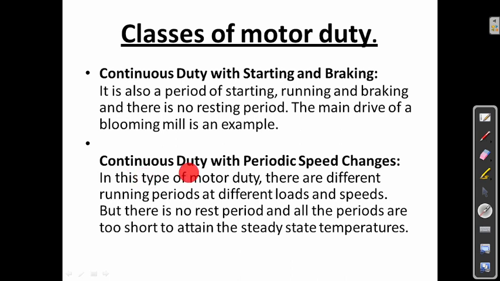Then the final one is continuous duty with periodic speed changes. In this type of motor, there are different running periods at different loads and speeds. Depending upon the loads and speeds, it will have different running periods. But there is no rest period, and all other periods are too short to attain the steady state temperatures. These are all about the continuous class duty and overall classes of motor duty.